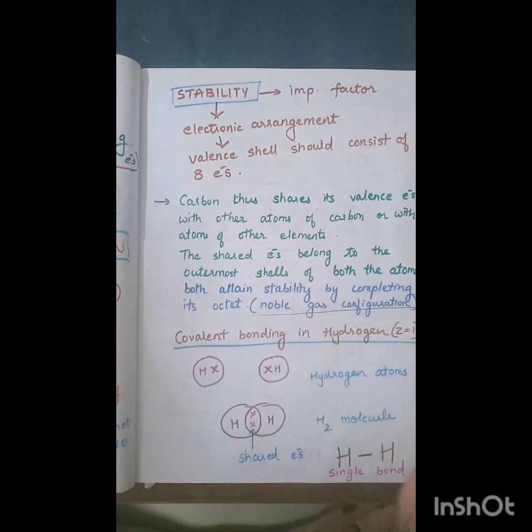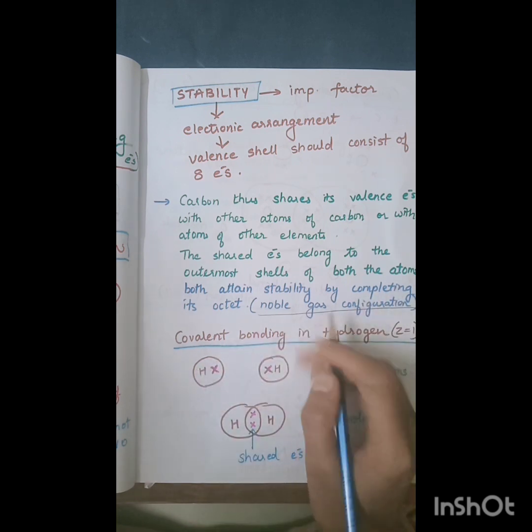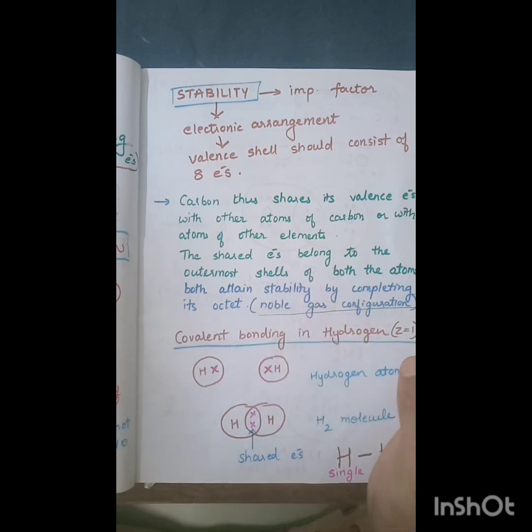They will share the electrons and complete the octet, and that is known as covalent bonding. Now we will discuss covalent bonding in the next.